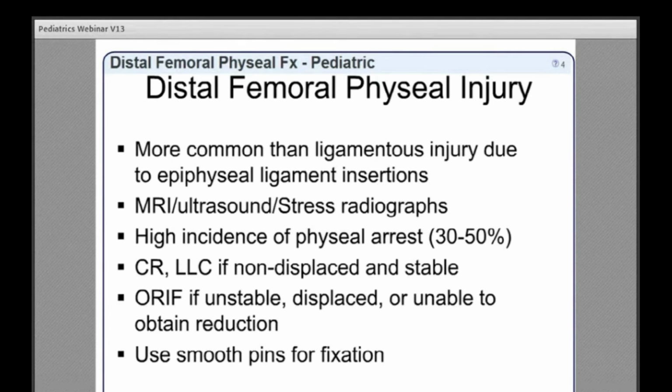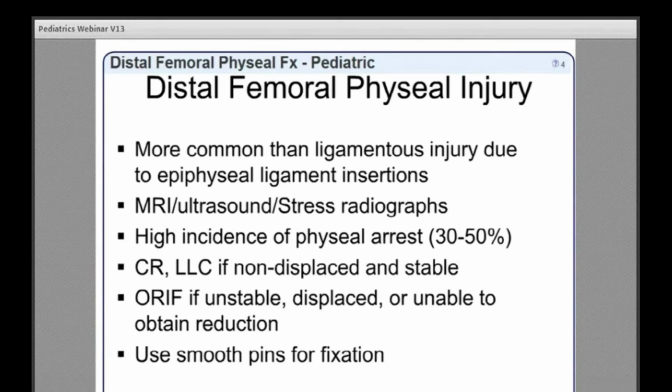You have to understand there's a very high incidence of physeal arrest with these injuries, and up to 30 to 50% of these injuries can lead to physeal arrest. If this is a non-displaced injury that is stable, closed reduction and long leg casting can be appropriate. Most cases require reduction and pinning.